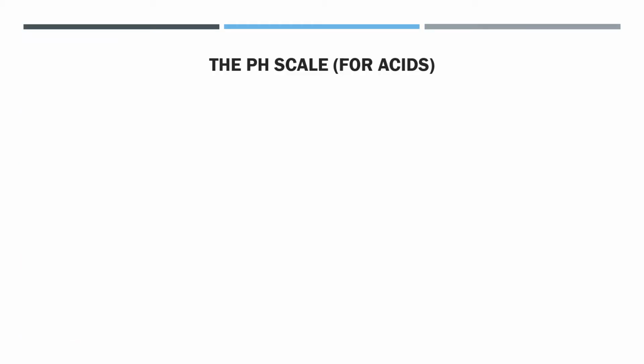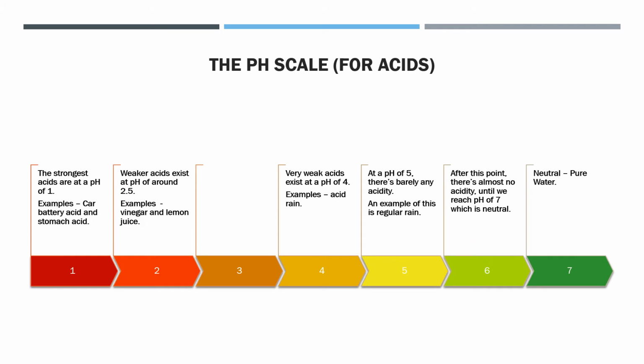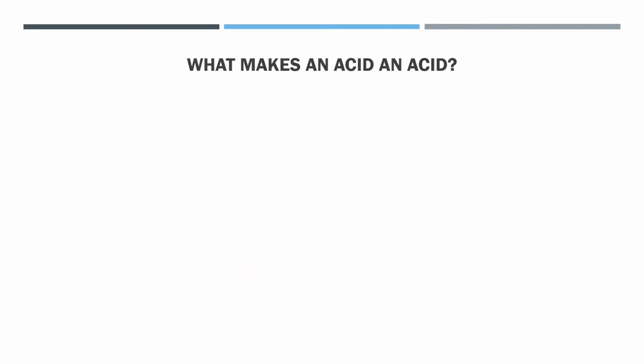First thing to discuss is something called the pH scale. This is a measure of how acidic a substance is. For example, at a pH of 1 are the strongest acids, whereas at a pH of 6 or 7 there is almost no acidity, or at least a very small amount. After a pH of 7 we go into the basic scale, which we'll cover in the next lesson. This end of the scale encompasses all acids, the strongest at pH of 1 and the weakest around pH of 6 or 7. So what makes an acid, you may ask?